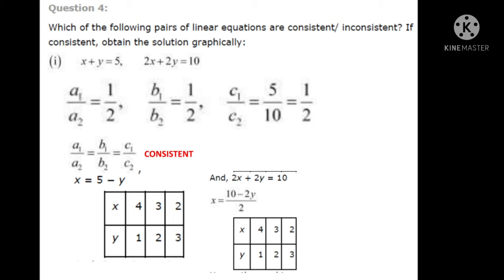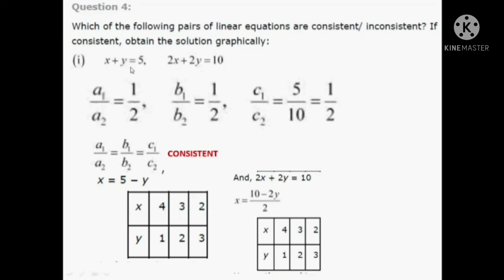So, from the question itself we can make out that if you multiply this equation with the 2, we get the second equation. Even then let us do the ratios. A1 by A2 is 1 by 2, B1 by B2 is 1 by 2, C1 by C2 is 1 by 2. So, they are consistent. Now, let us make the table.